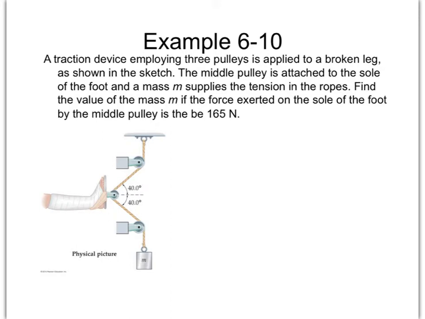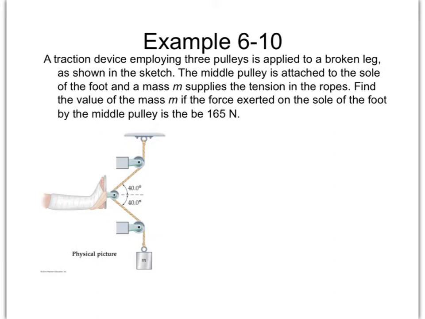So this person's foot, there is tension being applied to the bottom of his or her foot by way of this pulley. The weight of this mass right here is creating a tension in the string, so it pulls the pulley towards the person, or it pulls the string away from the person, which applies tension to your foot.